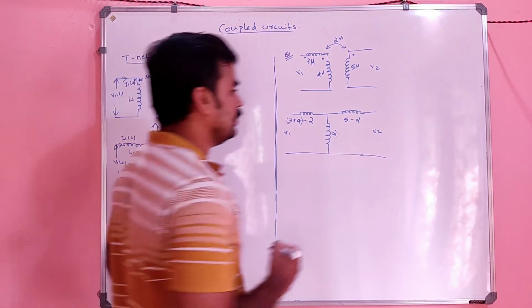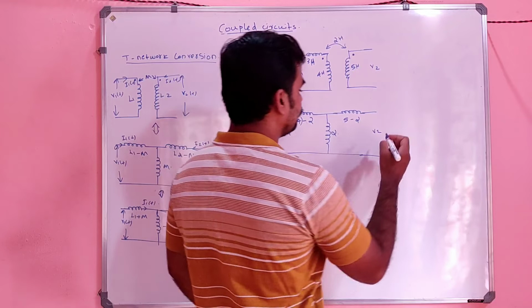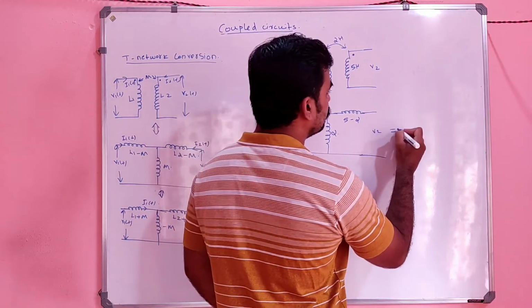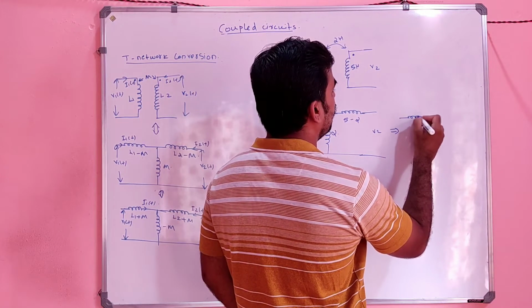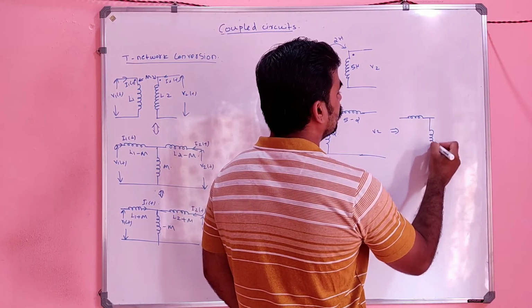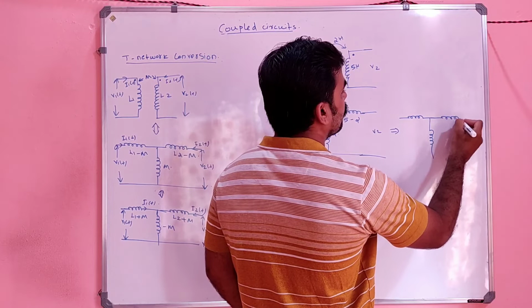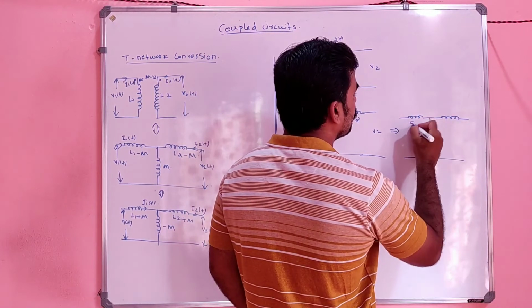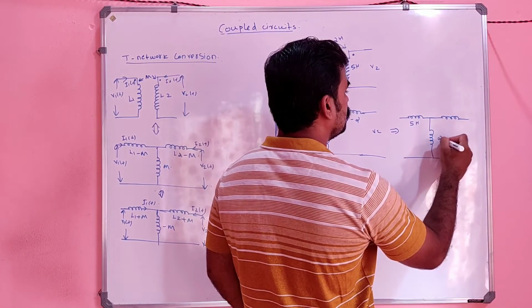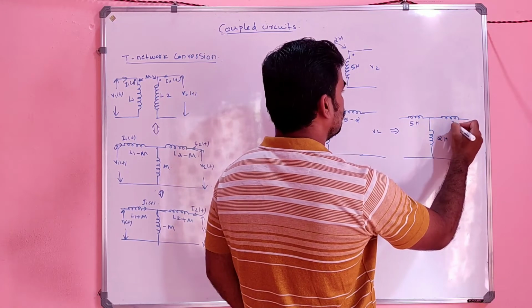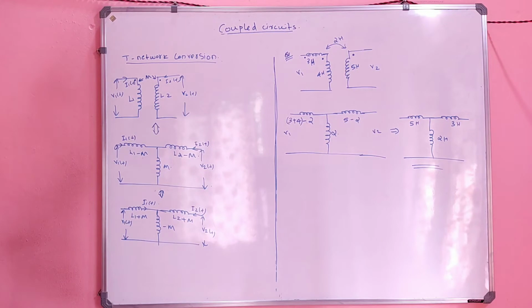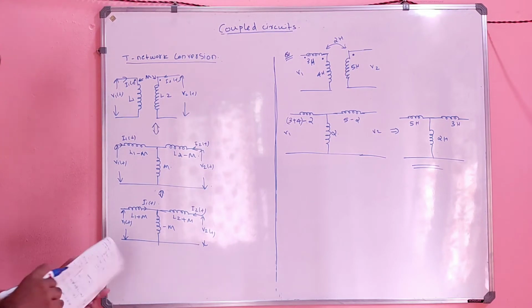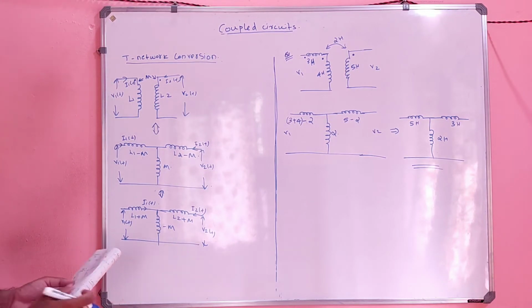So that is the T equivalent network. It will be equal to 3 plus 4 is 7, minus 2, which is nothing but 5. So 5 henry, 2 henry and 3 henry. That will be the answer. That will be the T conversion.